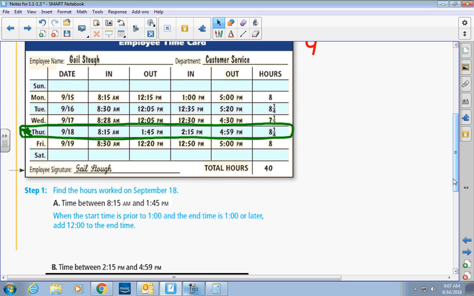Ashley? She took a lunch break, and unfortunately, when you take a lunch break, your employer does not pay you to sit and eat your lunch most of the time. If they did, that would be called a perk or a benefit. But for our purposes, our employer is not going to give us that.